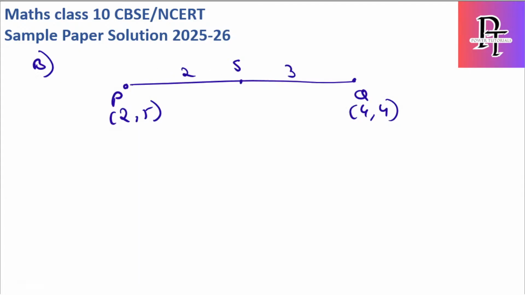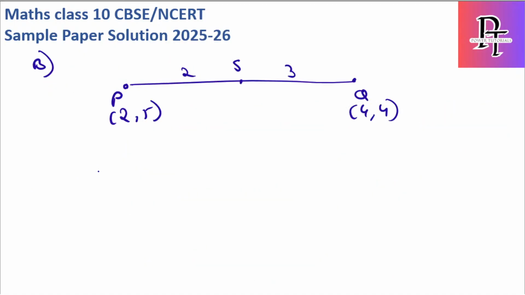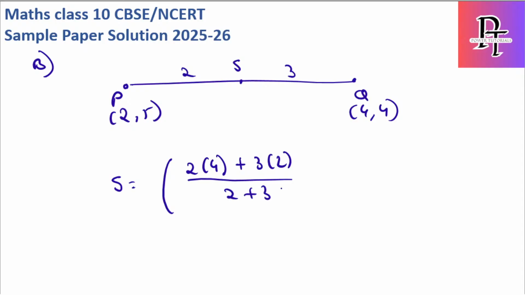For this I already explained the formula for the ratio type of question. The formula is (mx2 plus nx1) by (m plus n), comma, (my2 plus ny1) by (m plus n). Let's solve using the same formula here. So the point S is equal to (2 into 4 plus 3 into 2) by (2 plus 3), comma, (2 into 4 plus 3 into 5) by (2 plus 3).